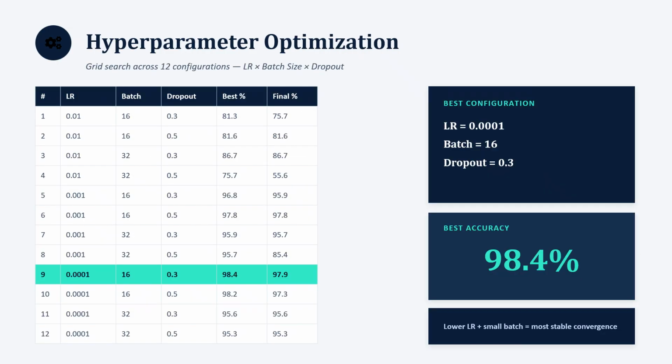Coming to hyperparameter optimization, I ran a full grid search across 12 configurations, 3 learning rates, 2 batch sizes, 2 dropout values with 10 epochs per configuration. Here, learning rate had the biggest impact.